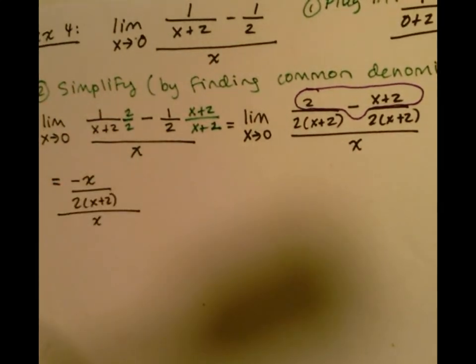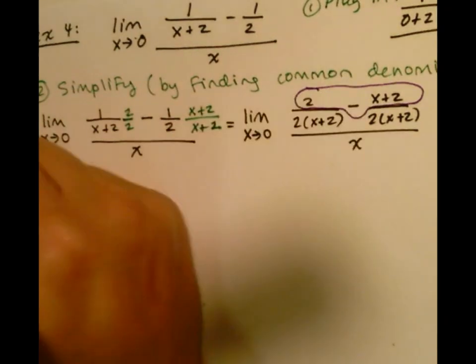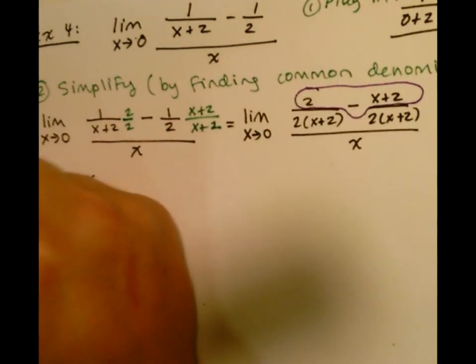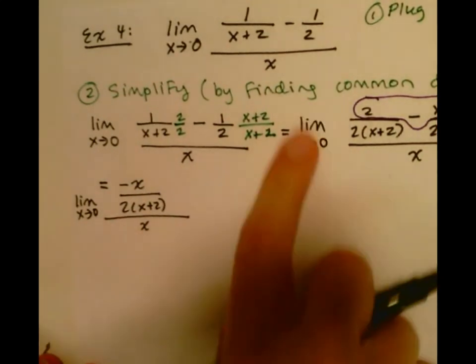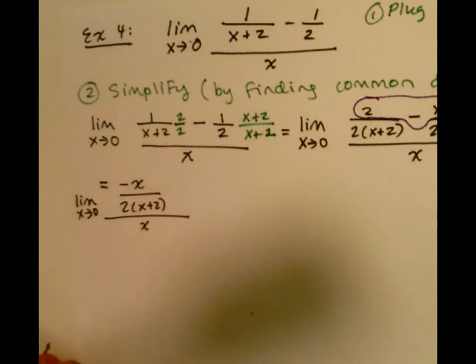And something I forgot just now, and I'm glad I forgot it because this is a common thing to forget, is I forgot to write the limit as x goes to 0 in front. It's okay to get a little bit lazy and not write it at each step, but I just want to remind you that it should always be there.